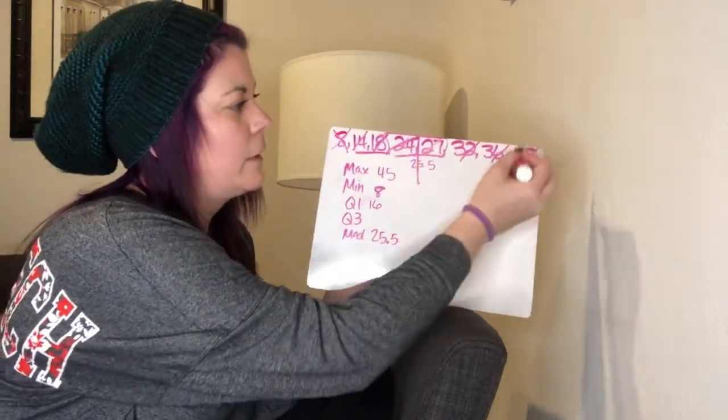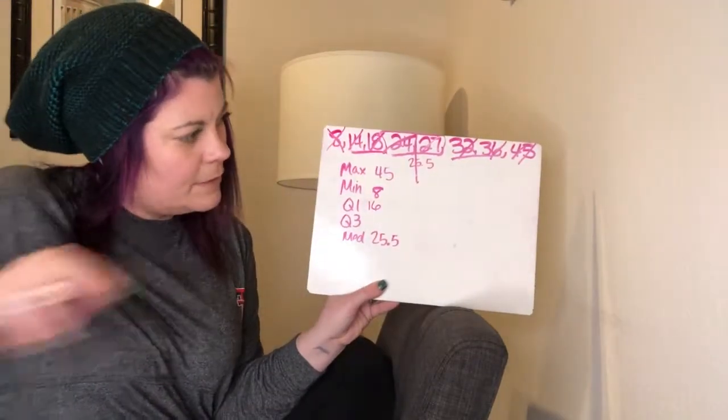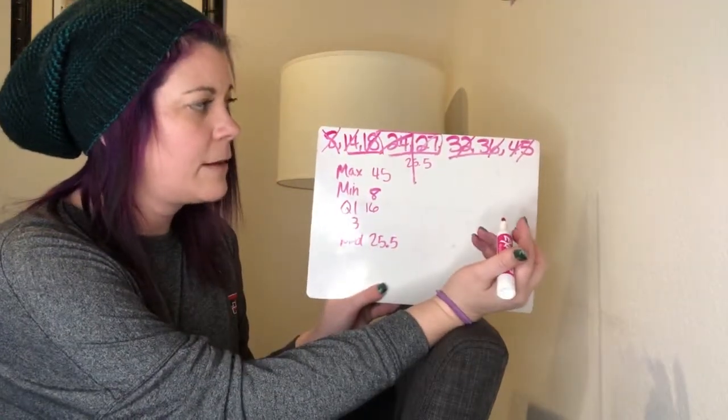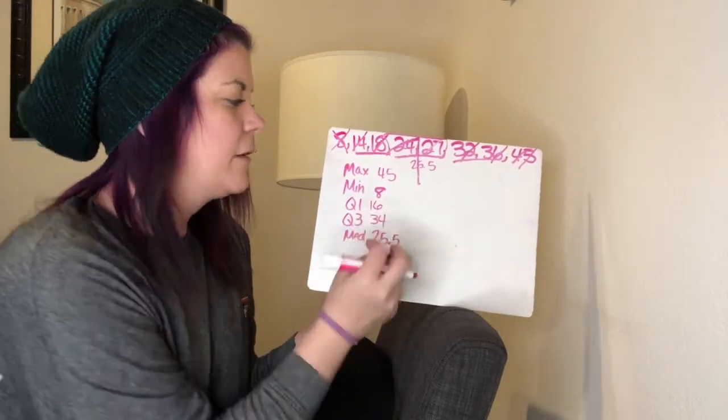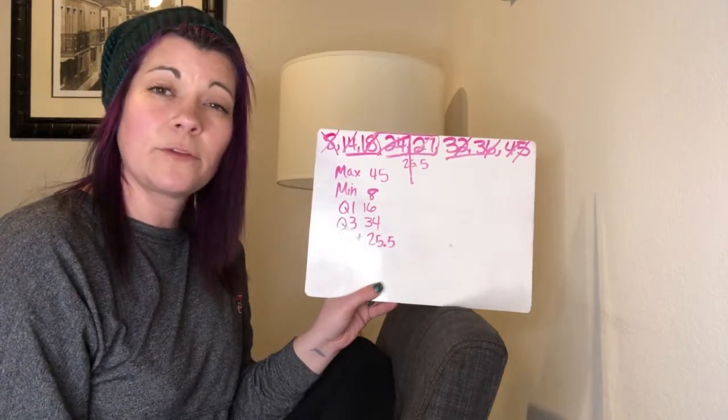So, oh, in the middle, 32 and 36. In the middle of those, add them up, divide by 2, you would get 34. So I have the 5-point summary. Once I have the 5-point summary, I can draw my box and whisker plot.